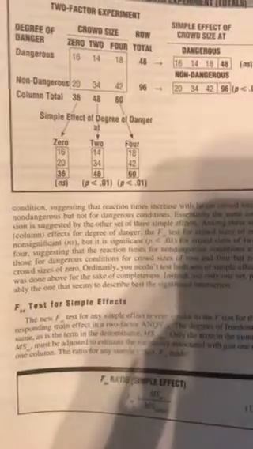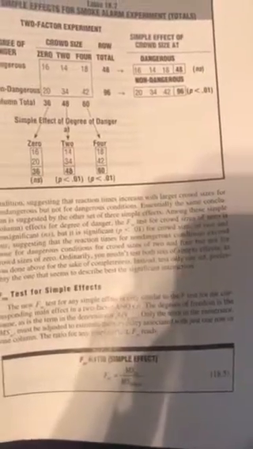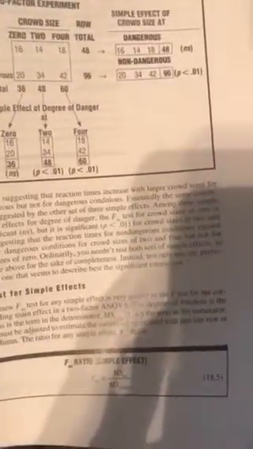Then we have F tests for simple effects. The new F test for any simple effect is very similar to the F test for the corresponding main effect in a two-factor ANOVA. The denominator is still MS within. However, the numerator term must be adjusted to estimate the variability associated with just one row or one column, which would be MSSE.